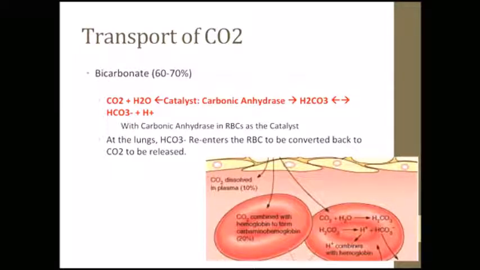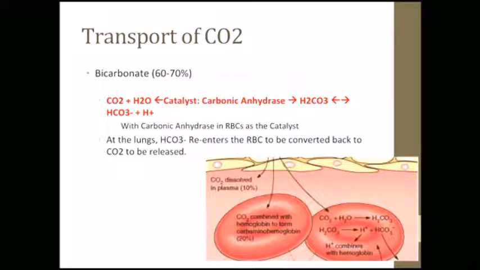Okay, so this is the important formula which you need to recognize. CO2 plus H2O with the catalyst carbonic anhydrase inside the red blood cell basically becomes carbonic acid, which then ionizes to form HCO3- and H+. So HCO3- is how most of the carbon dioxide is carried about in the body. What's important to note is that this reaction is a reversible reaction.